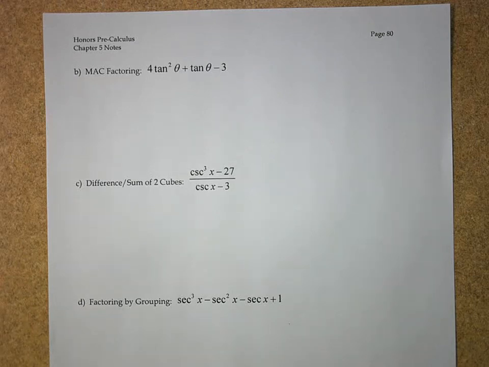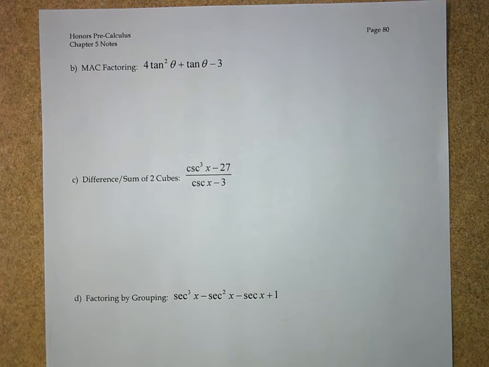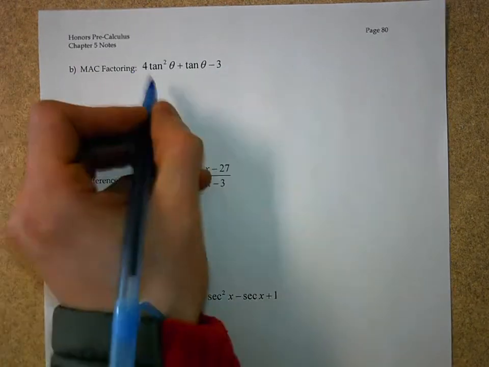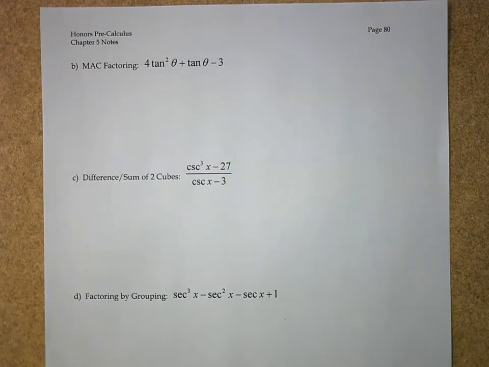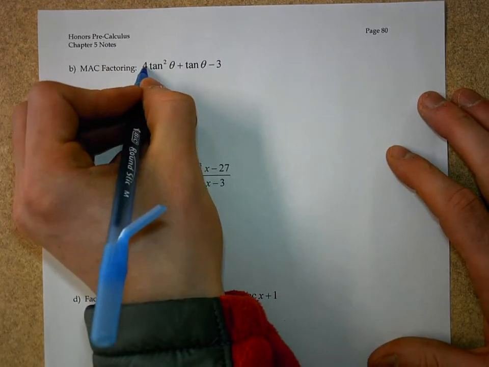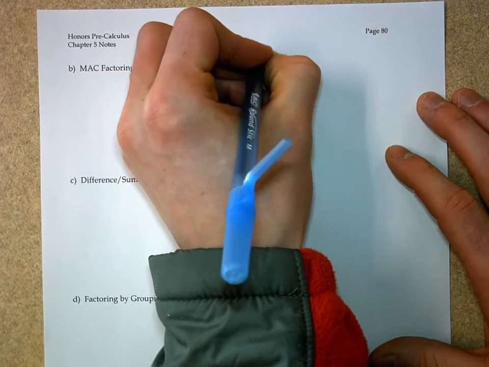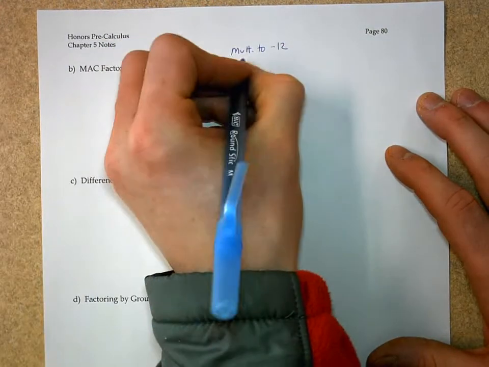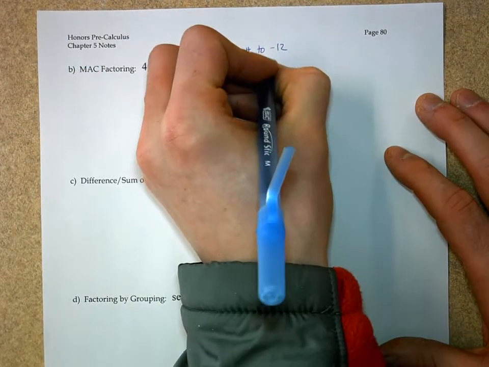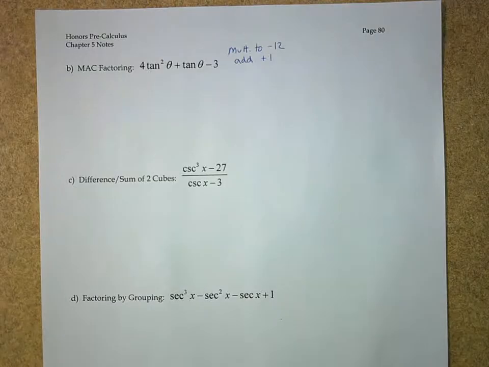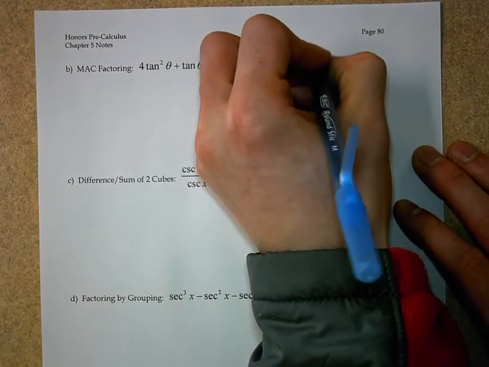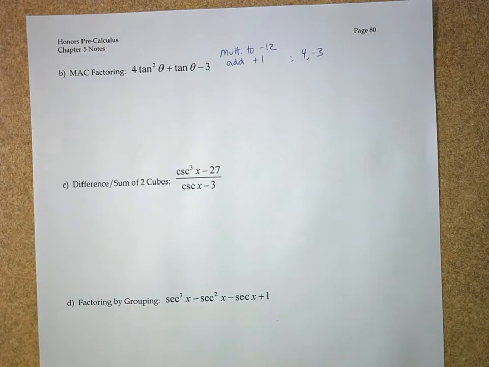The rest of the different pieces of factoring here that you might run into involves MAC factoring, difference or sum of cubes, factoring by grouping. So let's do a quick example of each one of those. Here, MAC factoring, where the leading coefficient is not 1, when you do the MAC factoring, you multiply the first by the last, so 4 times negative 3. So they multiply to negative 12, and they have to add to be the middle number, which is a plus 1. So the factors that I'm dealing with are going to be 4 and negative 3.